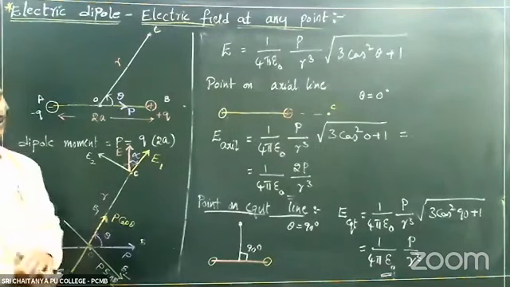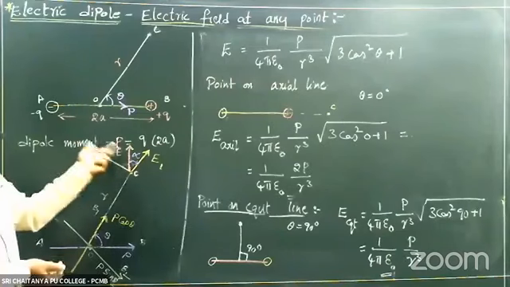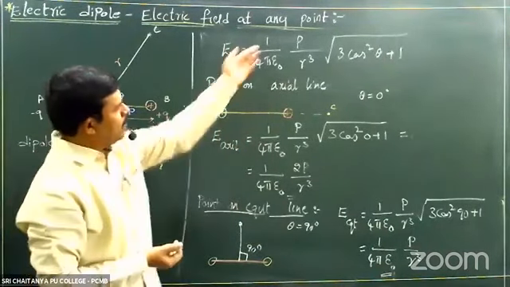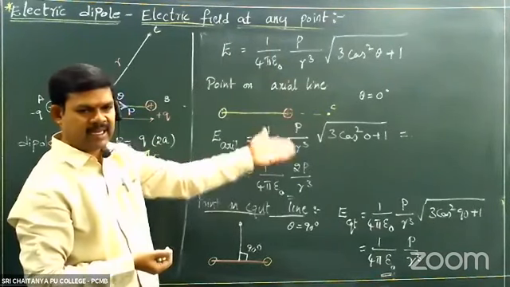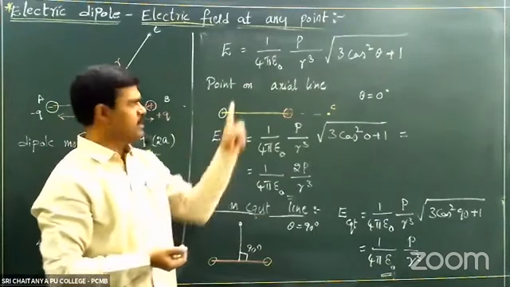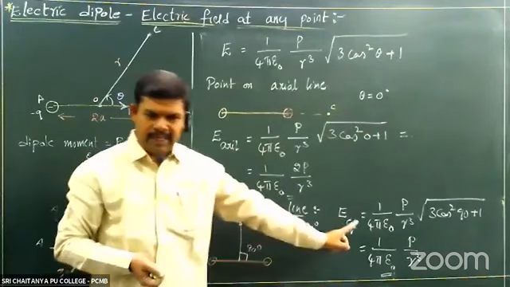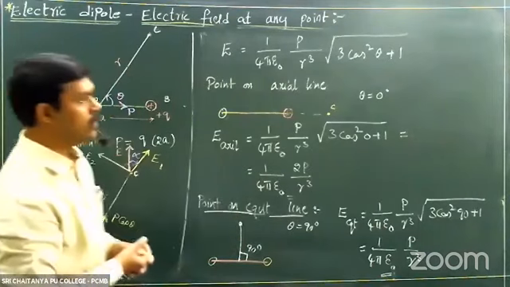So from the entrance point of view, for a short dipole, see, these formulas are for short dipoles. If you remember this formula, from this you can write the formula on the axial line and on the equatorial line. But the thing to remember is, on the axial line, theta is 0. On the equatorial line, theta is equal to 90. Right? Okay. Note down.